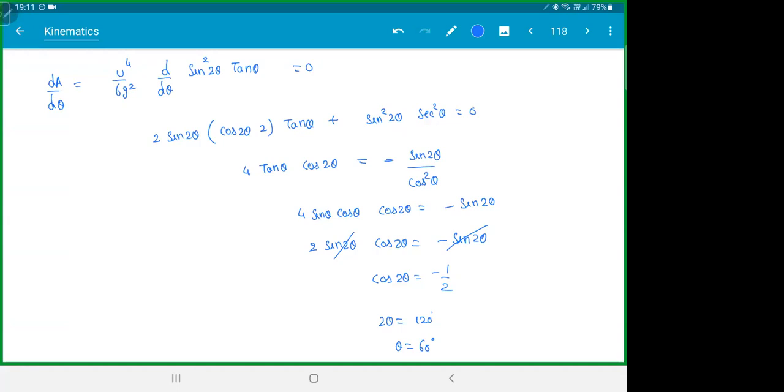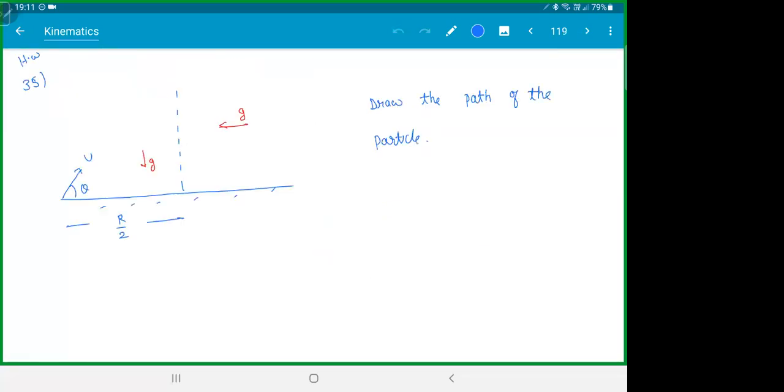Next one. What about this guy? Anyone got the answer for this? How to do this thing? So once you have reached the H max, the gravity suddenly became G horizontal.